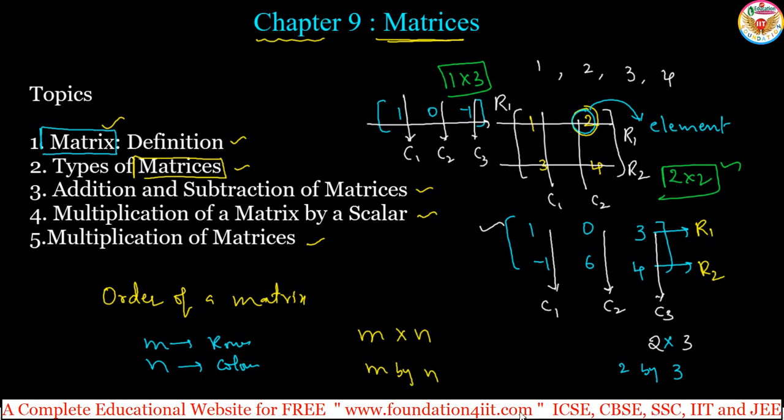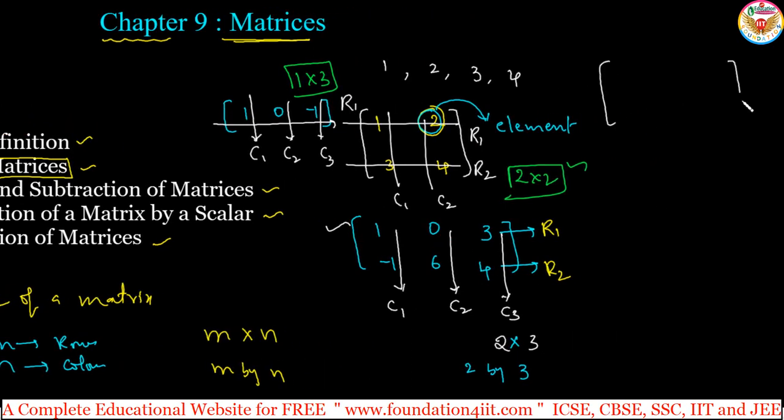And every element has a particular position. Let us take 1, 0, minus 3, 2, 1, 4. If you observe, this element is in the first row, first column. 4 is in the second row, third column. This is first row, first column; first row, second column; first row, third column. So every element has a particular position: which row and which column it is in. This matrix has 2 rows and 3 columns, right?